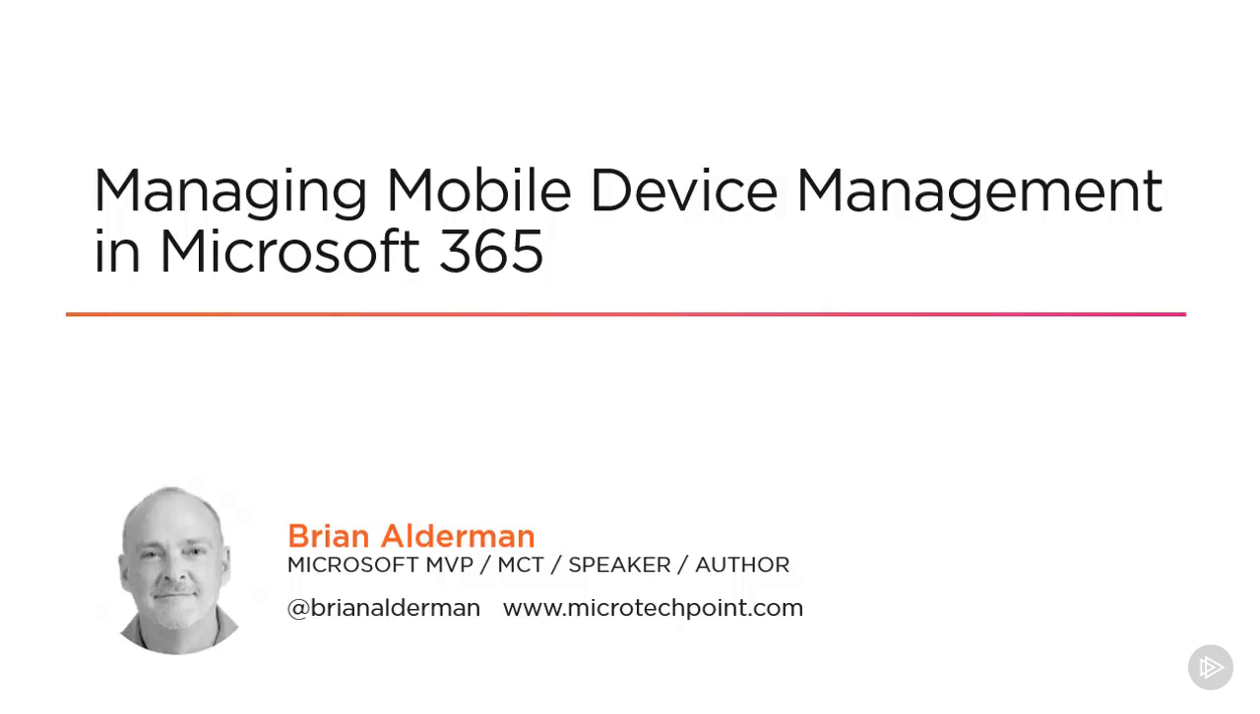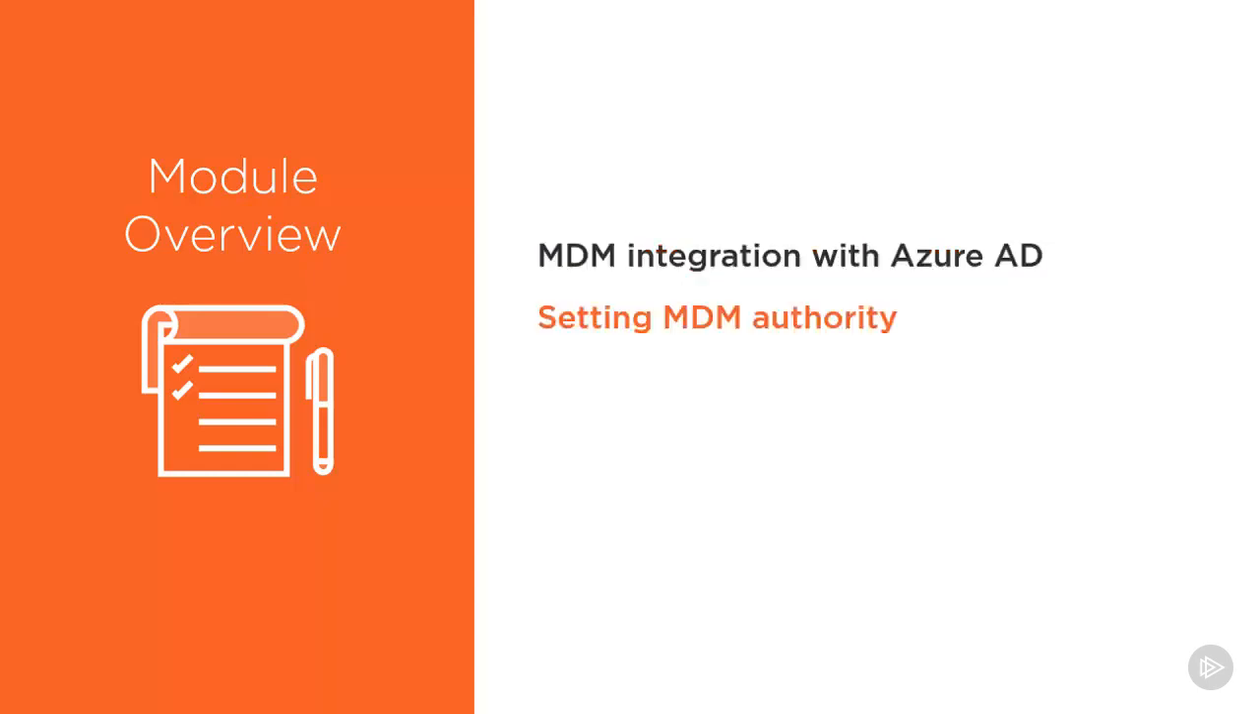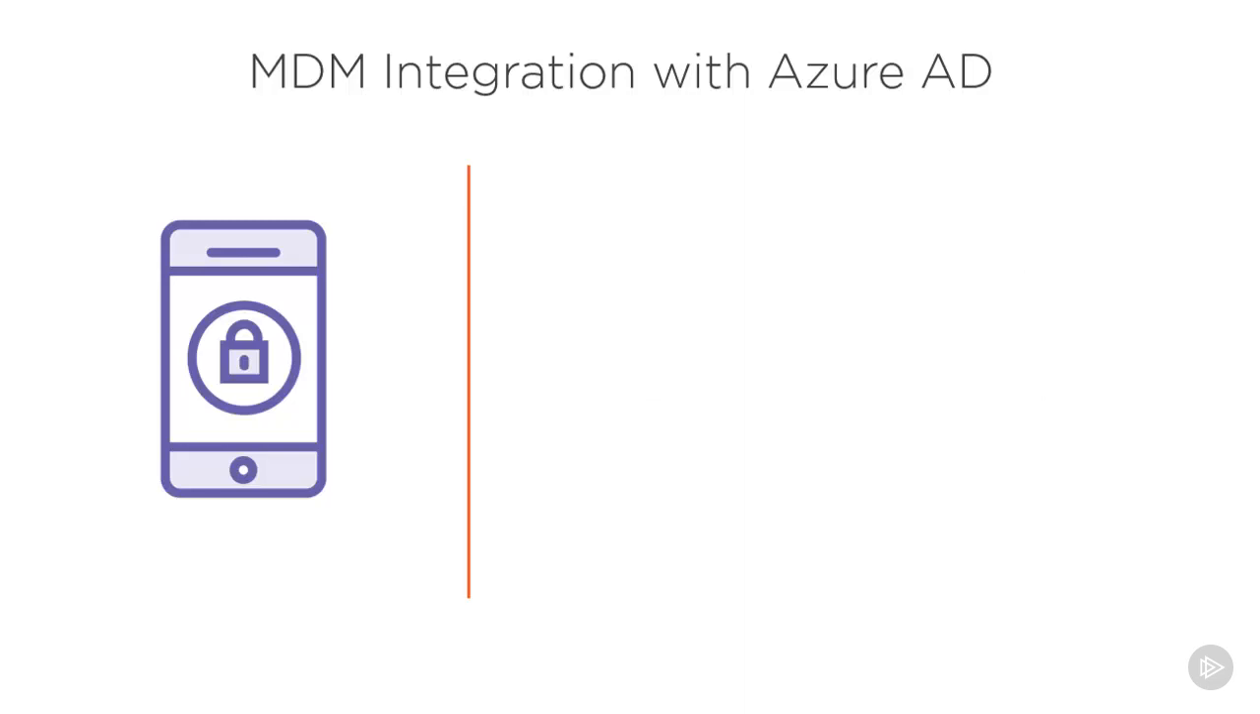So the three topics that we're going to talk about in this module are going to include the MDM integration with Azure AD. That's a huge part of the auto-enrollment capabilities with MDM. We'll also walk through the steps necessary to set the MDM authority that we discussed in the previous module, and we'll look at how to configure the device enrollment limits. Prior to completing these steps, I'll have some additional information I'll share with you regarding the configuration of these different items. So let's talk about MDM integration with Azure AD.